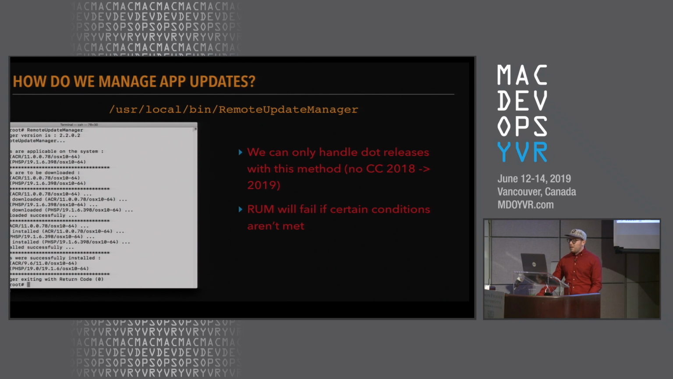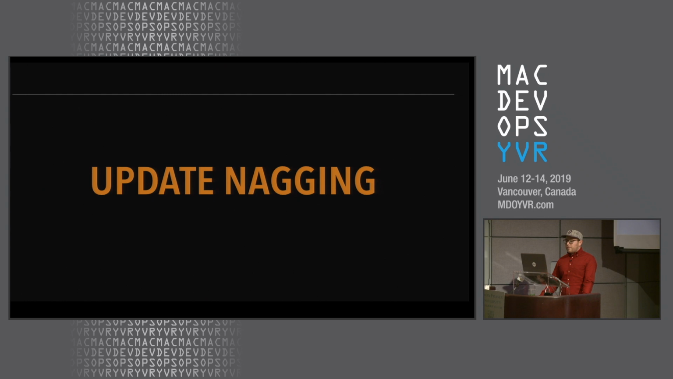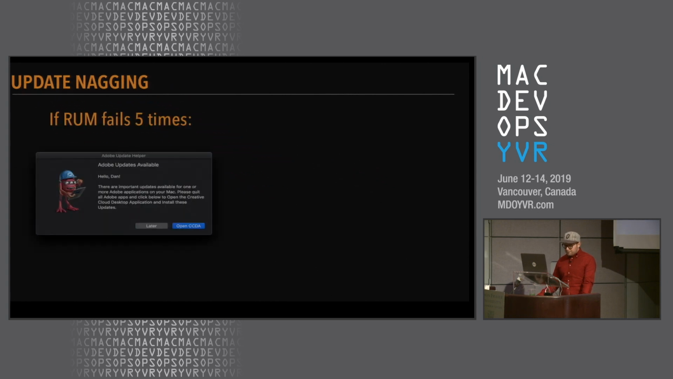So when Remote Update Manager fails, which it does fairly often, how do we have a backup, a contingency plan to handle those? We have this thing that we do called update nagging. Adobe gives us this tool, the Creative Cloud desktop app, which we're already installing everywhere, and that is actually way better at running updates than Remote Update Manager is. So we try to take advantage of that.